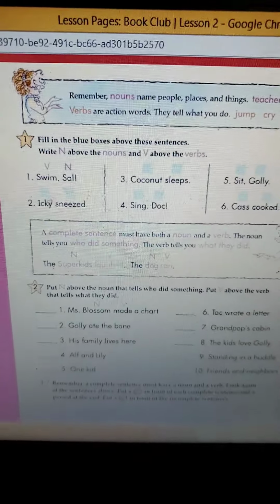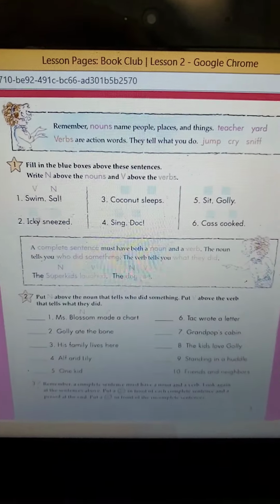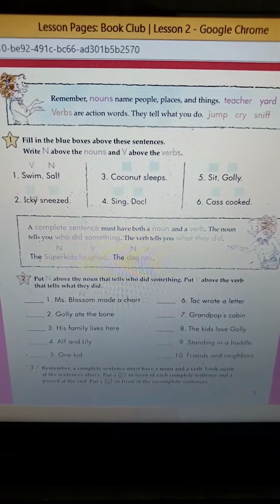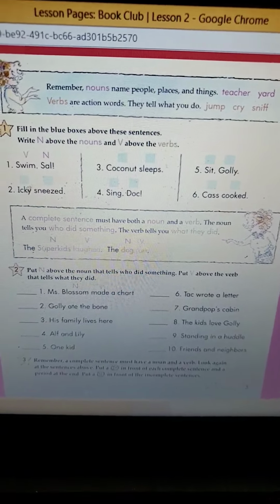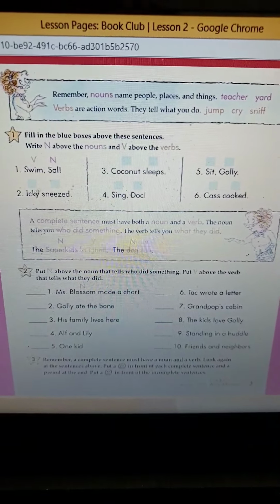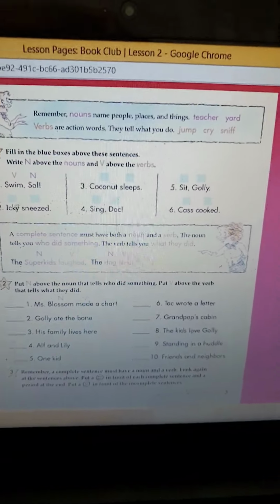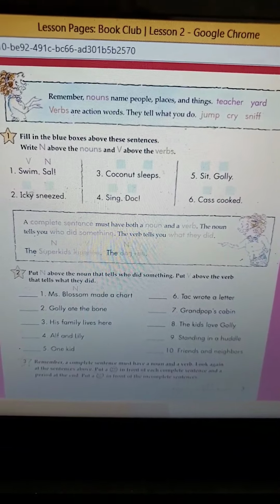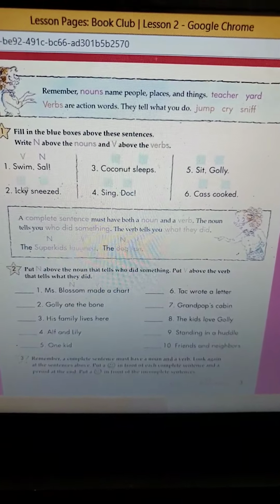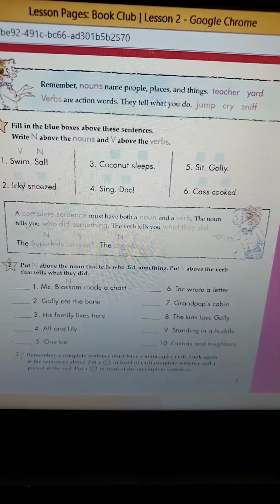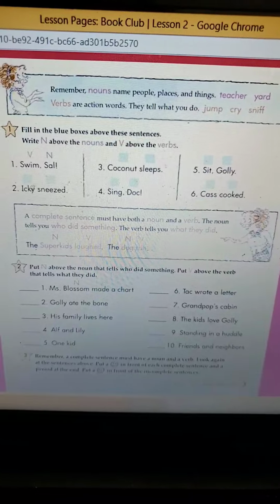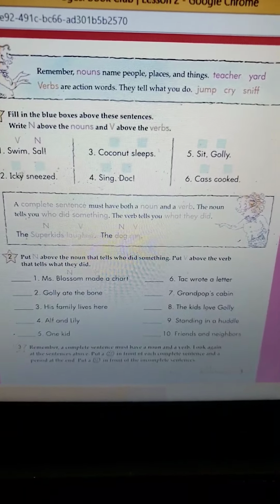Okay, class, so today you're going to do workbook page 3. And we've talked about nouns and verbs many times, but let's see what it tells you in the blue box. It says, remember, nouns name people, places, and things. Like a teacher is a person, a yard is a thing. Verbs are actions. They tell what you do. So jump, cry, or sniff are actions or things that people do.